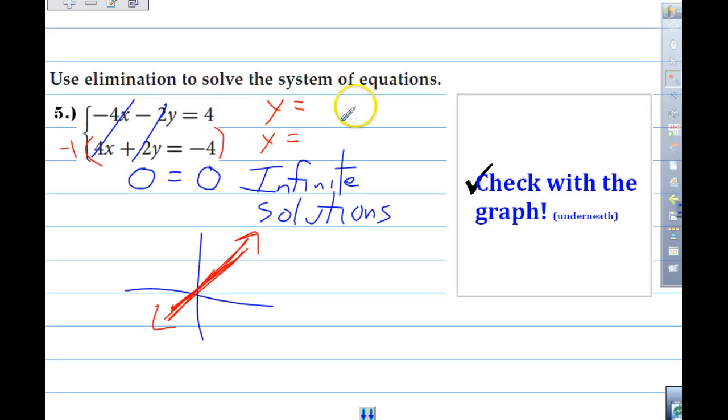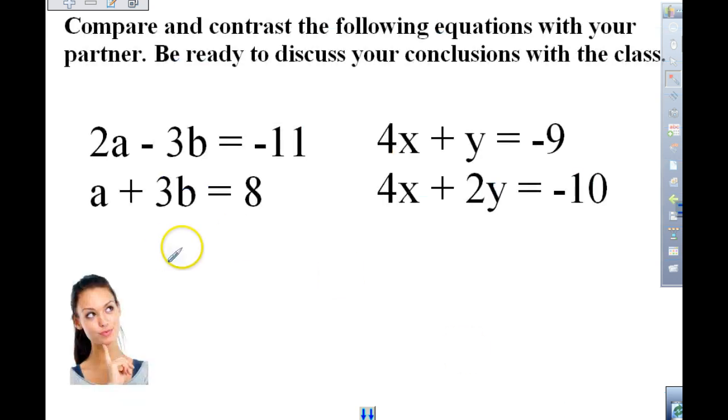For no solution, you'd have the same slope but the y-intercepts would be different, meaning they'd be parallel lines. That's when you get something like 1 equals 2. So it's slightly different if you solve and graph those. Okay, so we now know these.